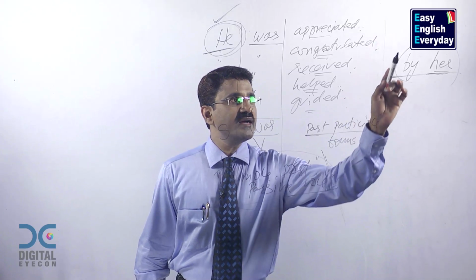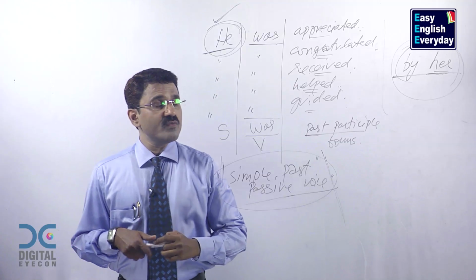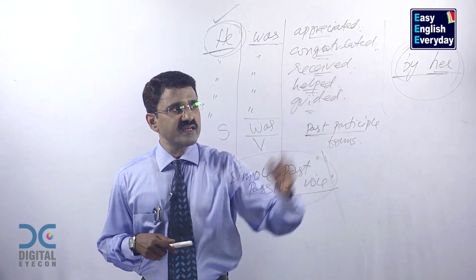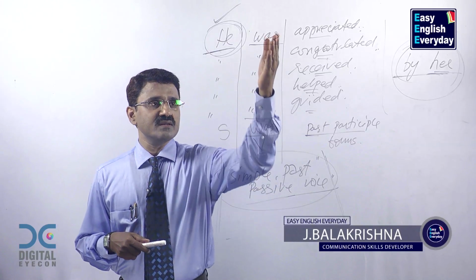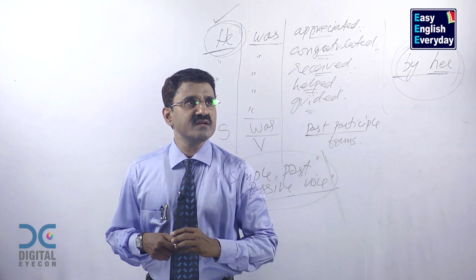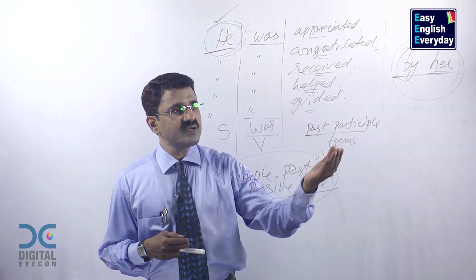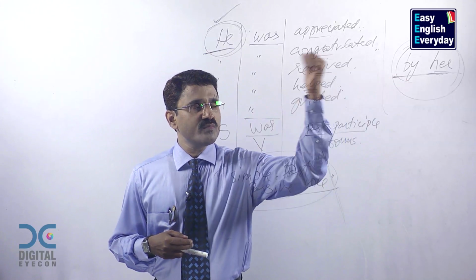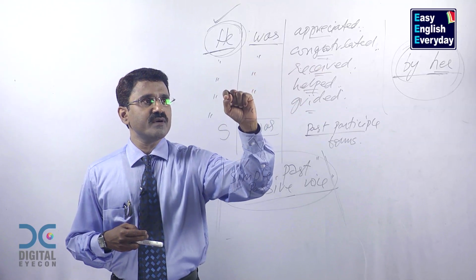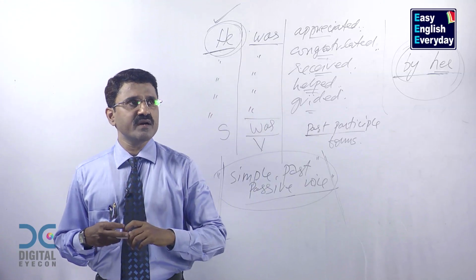When you want to hide the doer, ignore the doer, give less importance or insignificance to the doer, this type of sentence should be used. He was appreciated, he was congratulated, he was received, he was helped, he was guided. If you want to mention her: he was appreciated by her, he was congratulated by her, he was received by her, he was helped by her, he was guided by her.